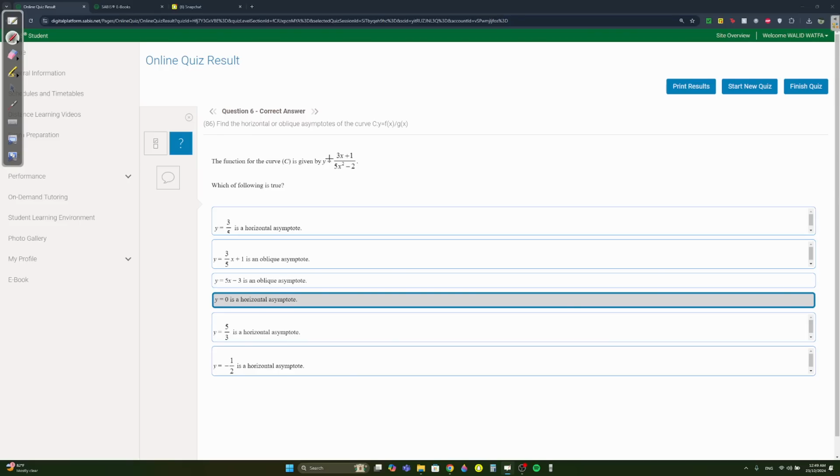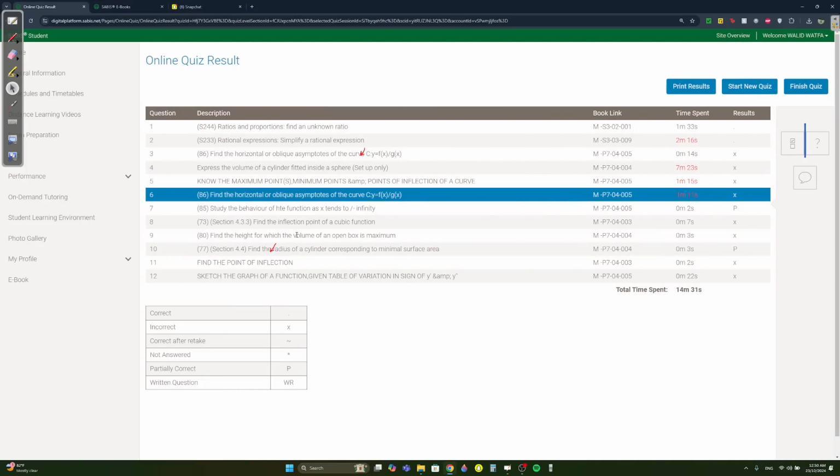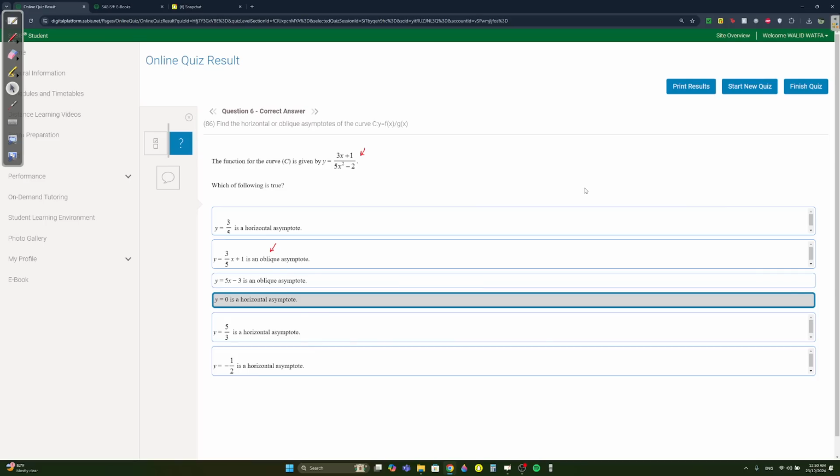The function of the curve is given by this. What is true? Okay. Oblique asymptotes, I'm gonna explain them very, very quickly. I don't think you need to. I don't think they ask you it. I will explain it anyways.